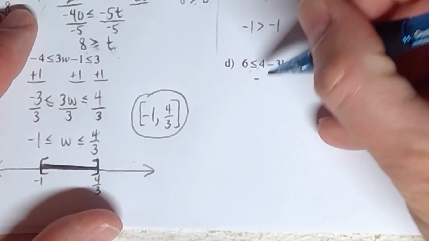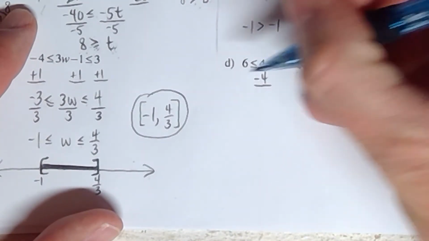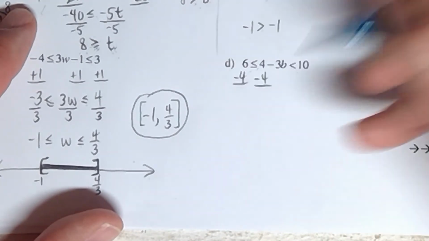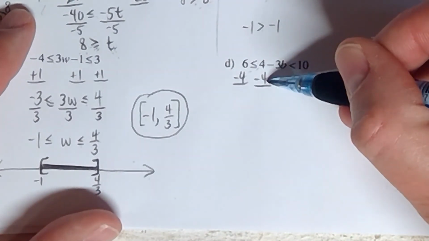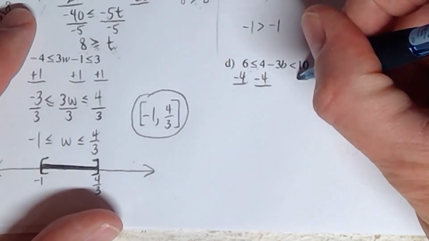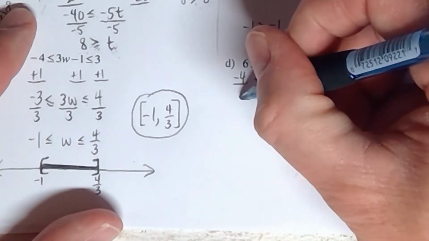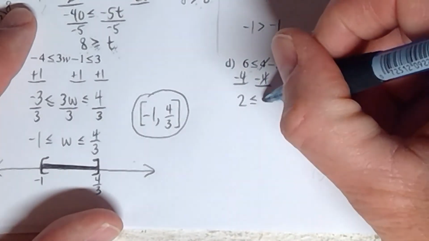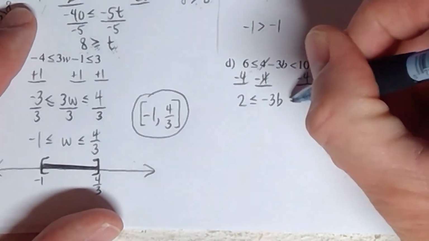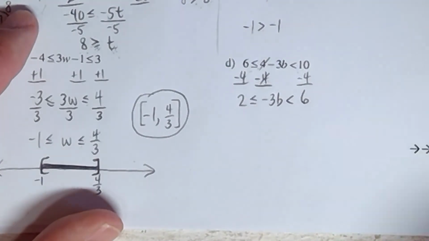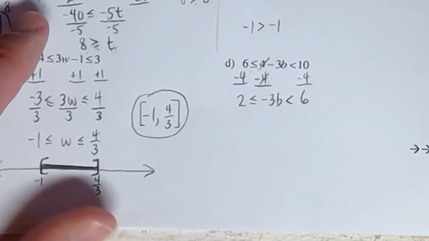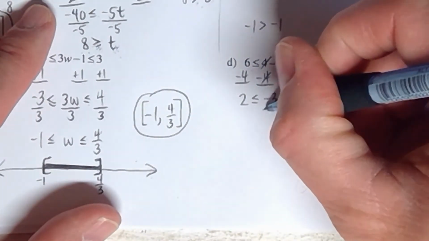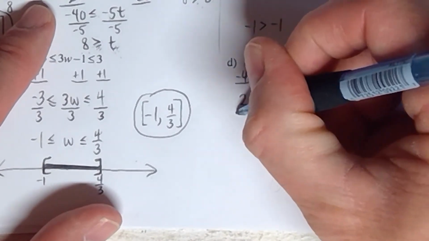So what did I say? I said that we need to move over the 4. In other words, subtract the 4 over because 4 was positive. We need to subtract it. But you do that to all three parts. So we get 2, negative 3b, and 6. And then what was that last thing I said we had to do? We got to divide by negative 3. Oh, but we're dividing by a negative.